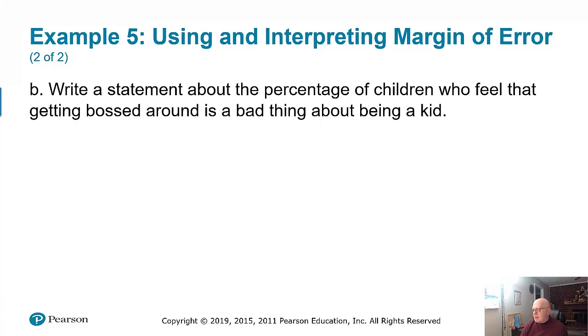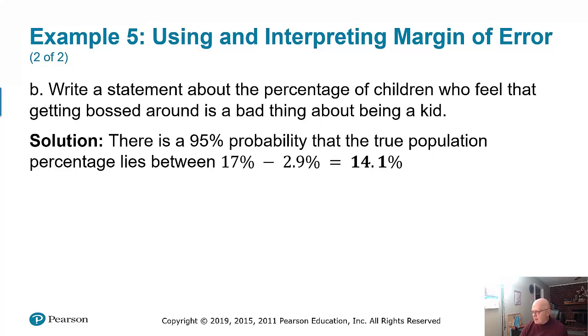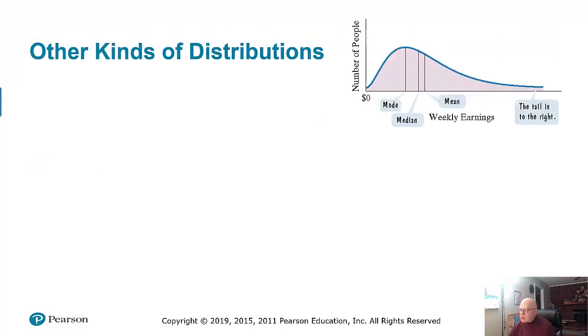So how would your statement go? How do you write this up? And that's one of the important things that you need to learn about when you take statistics or read statistics. First of all, remember what we just did. There's 95% probability that the true population lies between 17 minus 2.9%, that's the 14.1 we got, and 17 plus 2.9%, 19.9%. And that's how you would describe it.